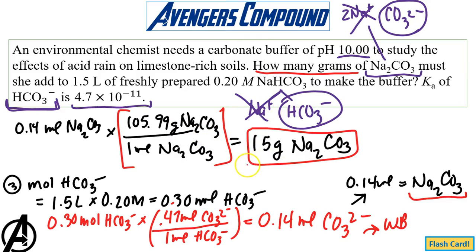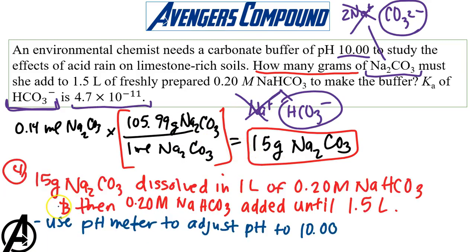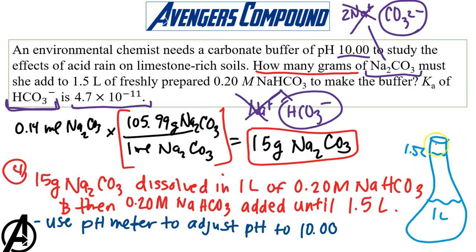What does that mean when I'm trying to prepare a buffer? It means I'm first going to take 15 grams of Na2CO3 and I'm going to dissolve it in 1 liter of the 0.20 molar NaHCO3 solution. So for example, say we have this random weirdly shaped flask here, and we're going to add our 15 grams. It's going to dissolve in the 1 liter, and then we're going to increase our amount up to 1.5 liters with that same 0.20 molar NaHCO3 solution or solvent. Okay, folks? Very similar to how we create a solution in the lab.